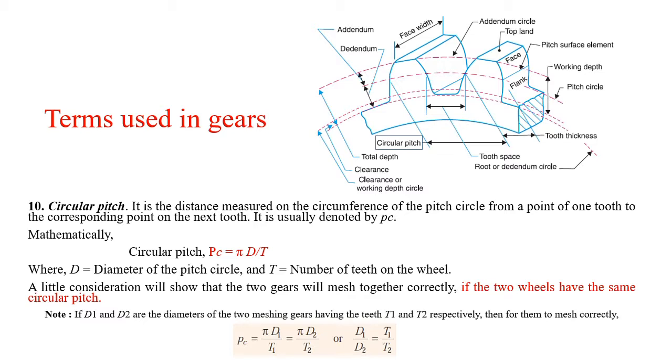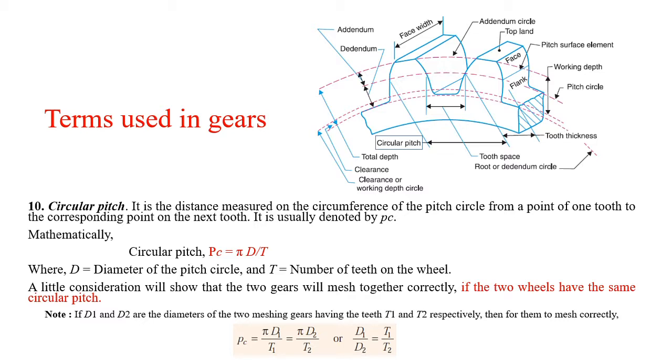Now further, here a few distances we are going to measure, such as the circular pitch, tooth space, tooth thickness. Observe in that diagram, these horizontal distances shown are measured along the pitch circle. Now this circular pitch is also measured along the pitch circle from the point of one tooth to the corresponding point on the next tooth. It is called circular pitch. It is usually denoted by PC, P suffix C. Mathematically, circular pitch can be given as PC is equal to pi D by T.